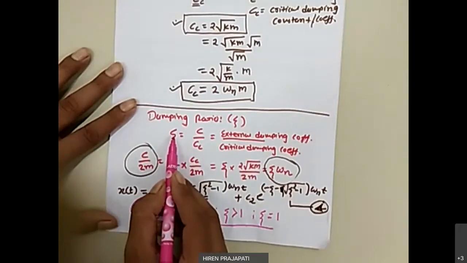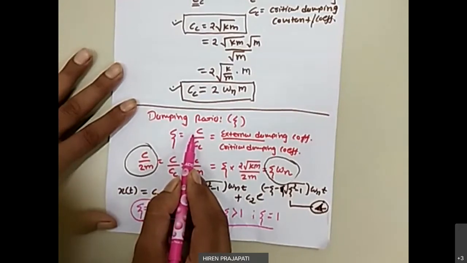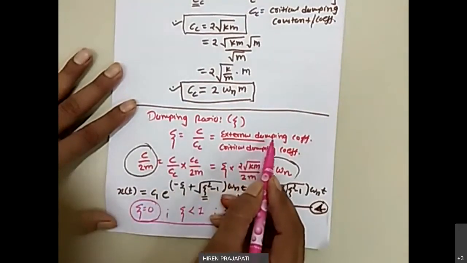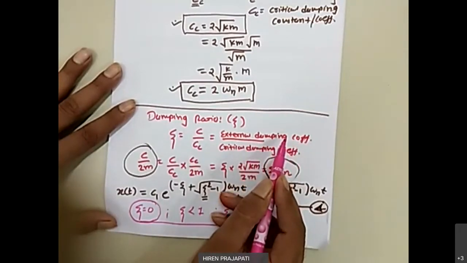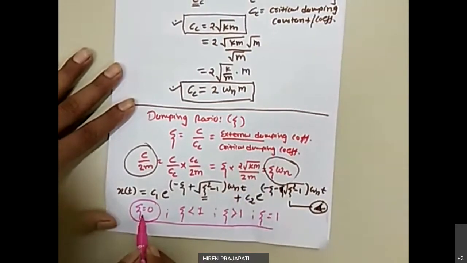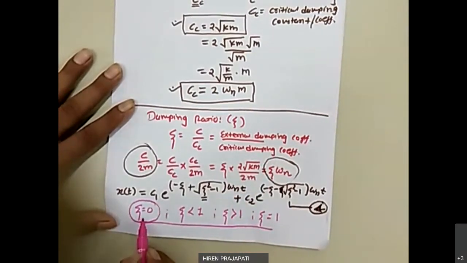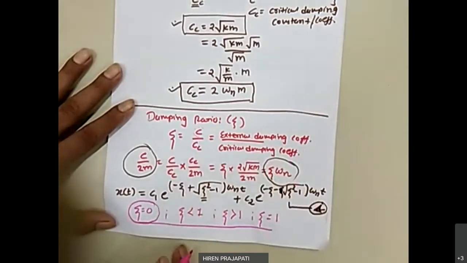If you look here, when zeta is equal to 0, when c is equal to 0, when there is no external damping, it means you are not giving any damper to the system. This is our previous topic, single degree of freedom spring mass system, free vibration of spring mass system without damping. So zeta equal to 0 means there is no damping present in the system. External damping is 0, right?